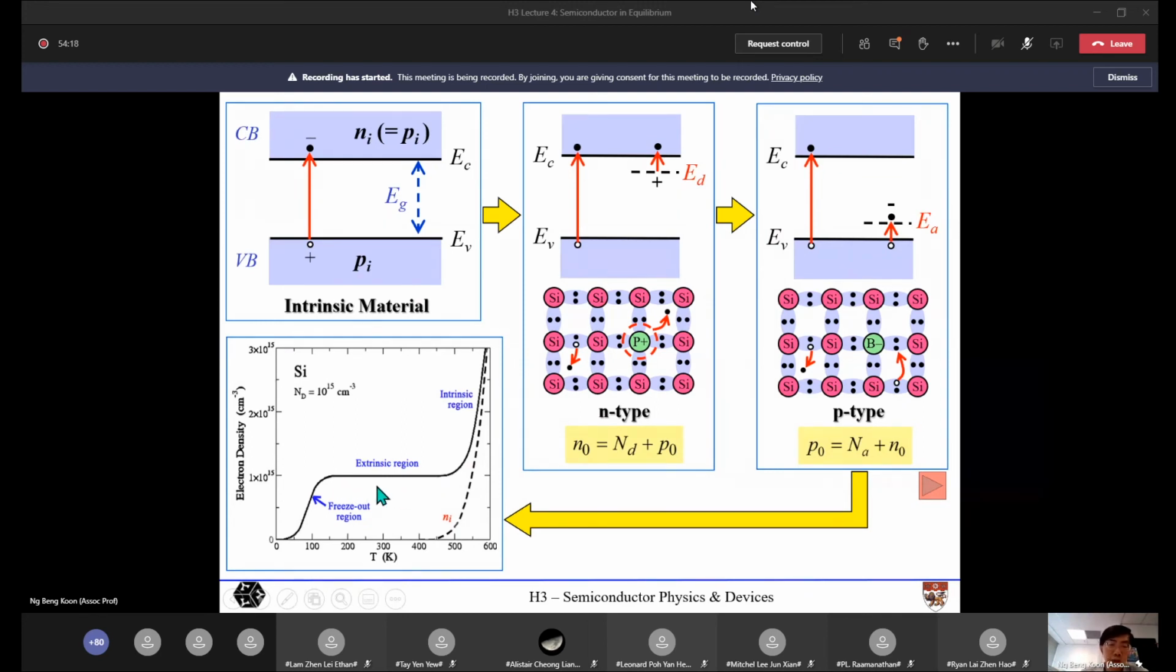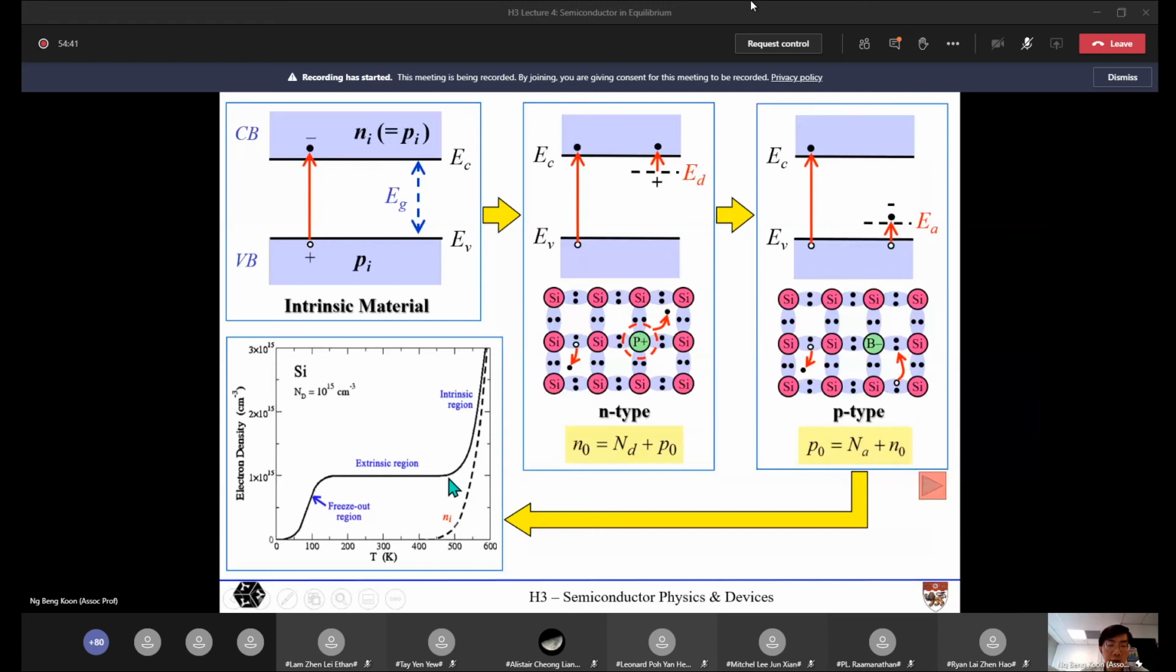Of course, if you zoom in, you do see it increasing a little bit, right? Because the band-to-band transition is continually increasing as you increase the temperature. The only issue here is that the increase is small at this temperature range. So we call this the extrinsic region, right? Where the semiconductor behaves like an extrinsic material. So it's not a pure material anymore.